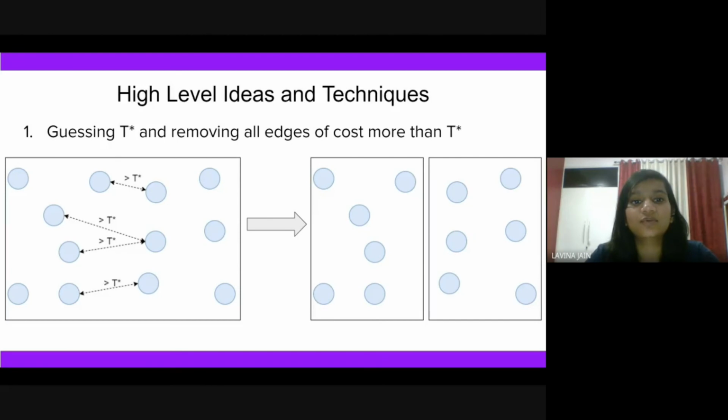Then we remove all edges with cost greater than T star because no such edge can be a part of the optimal solution. We can be left with multiple components. We then treat each of those components as a separate graph, run our algorithm, and then combine results. In the given example, the graph turns into two different components.